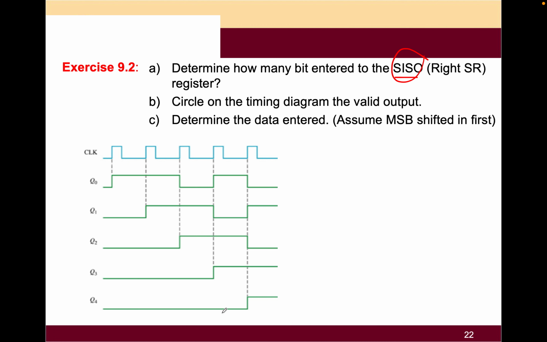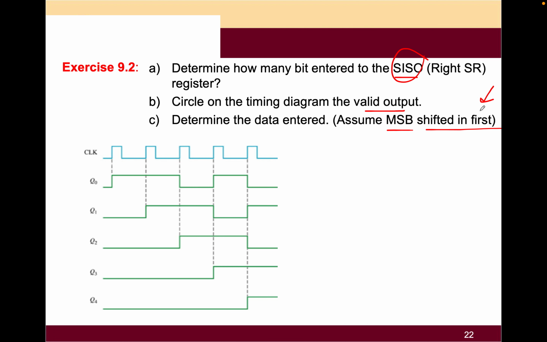Okay, now we have an exercise here. How many bits enter? You need to see how many bits. It's going to be 1, 2, 3, 4, 5 all together. Circle on the timing diagram the valid output. Determine the data entered. Assume MSB is shifted in first.